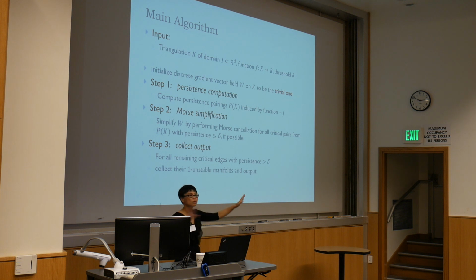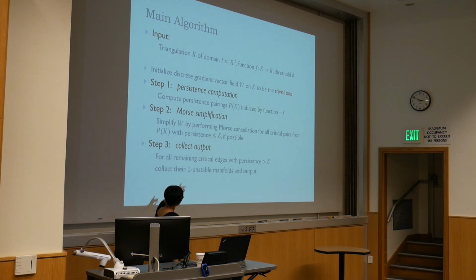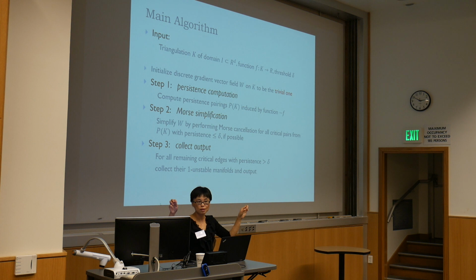So you start with something where everyone's critical, but as you do the cancellation process, there are fewer and fewer critical simplices. In the end, I look at all the remaining critical edges. Why critical edges? Because those correspond to the saddles. Then I trace their unstable manifold in this discrete gradient vector field to the minima and output it as my graph. That's it.